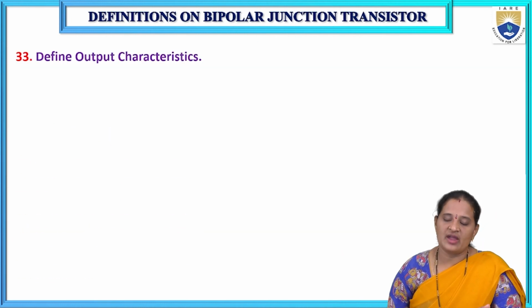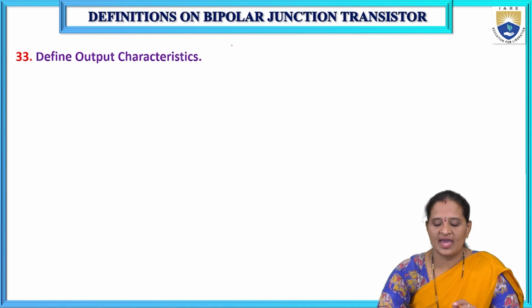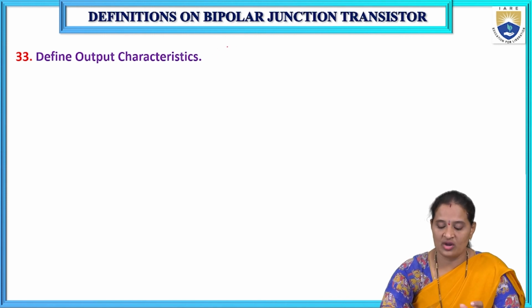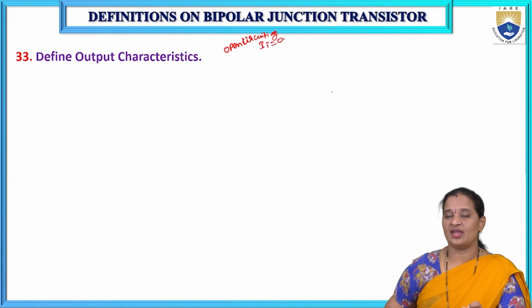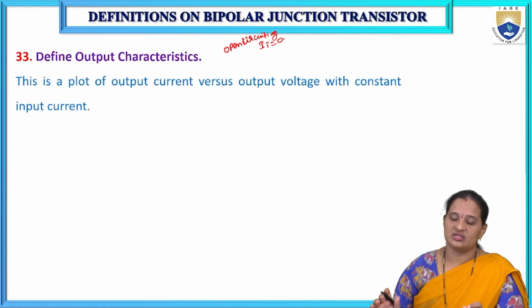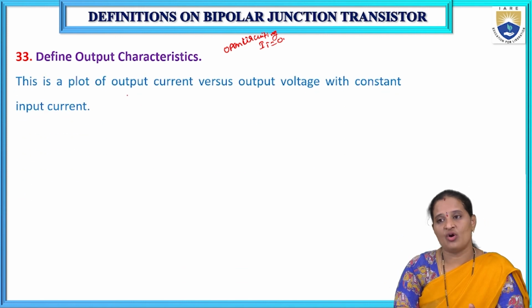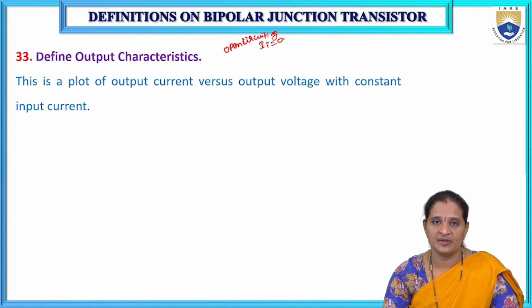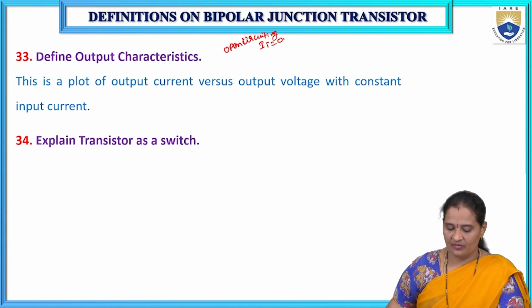So now define output characteristics. The output characteristics are always drawn by open circuiting the input. Open circuiting means what? By making input current as 0, or else by keeping the input current as constant. So the characteristic curve or else the graph drawn between the output current versus the output voltage with input current as constant is known as the output characteristic curve.